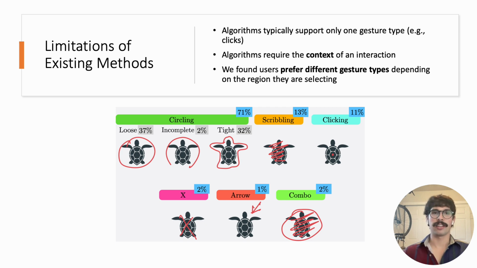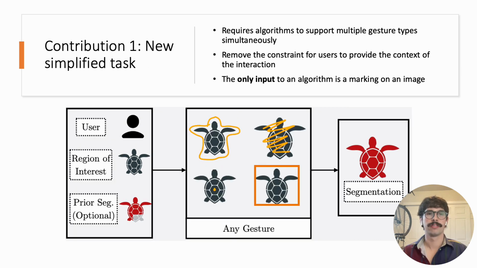In addition, most algorithms require the context of an interaction. So as we saw earlier, indicating content that should or shouldn't be included in a final segmentation, or including parts of an existing segmentation that you want to remove or add to. This puts a high cognitive load on the user, or at least we hypothesize it does. And we believe that we could simplify this task.